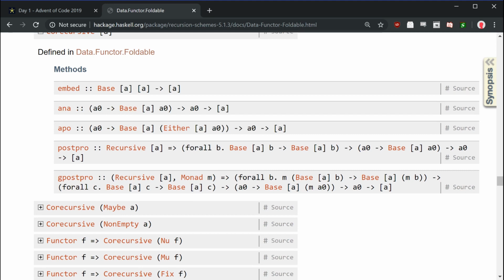At any rate, specialized to lists, this means a function that takes an A and produces a ListF, which is basically either nil or a thing, and then an A to start with, and it produces a list of A's. So ana has the signature that I expect for unfold. I don't totally understand how the base thing maps to that, but let's just for fun actually implement this.